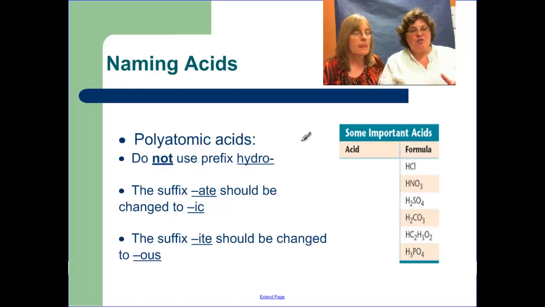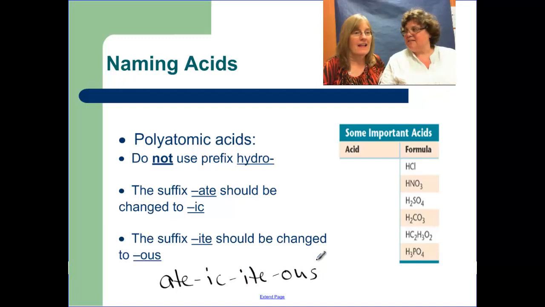Now, the trick to remembering this is to say the phrase ate-ic-itis. So, ATE dash IC, and then ITE dash OUS. Ate-ic-itis. It sounds like a disease. And that's how my students remember how to change the ending. ATE goes to IC, ITE goes to OUS.